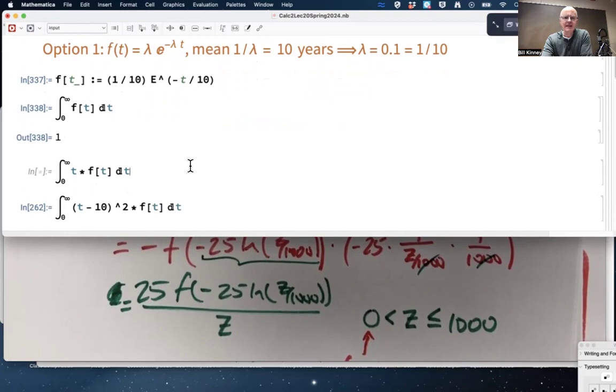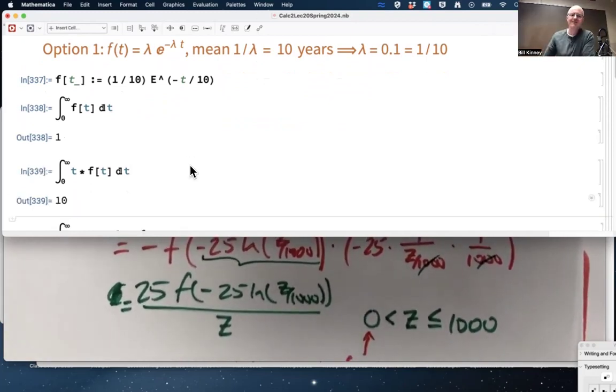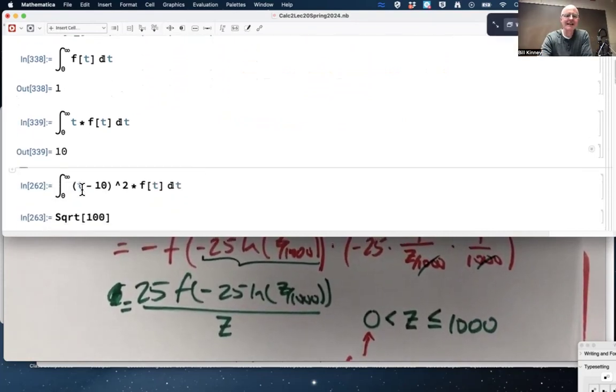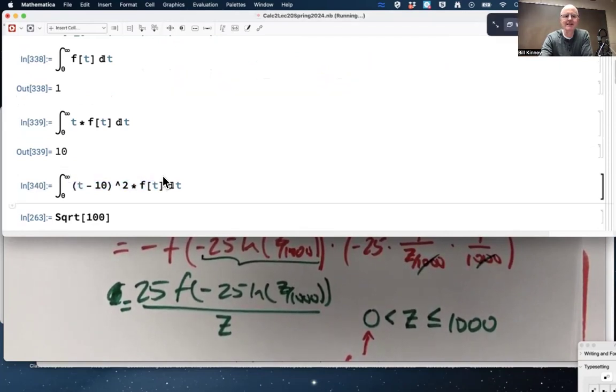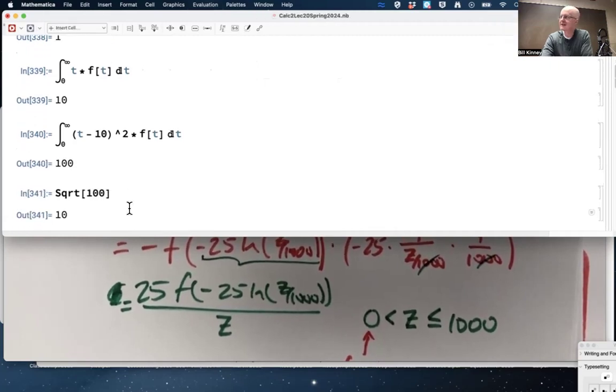What's the mean? Well, it's 10. What's the variance? Integrate (t minus the mean) squared times the PDF to get the variance. It's 100. And the standard deviation is the square root of that. For exponential distributions, the standard deviation happens to equal the mean. That doesn't usually happen. That's very special for exponential distributions.